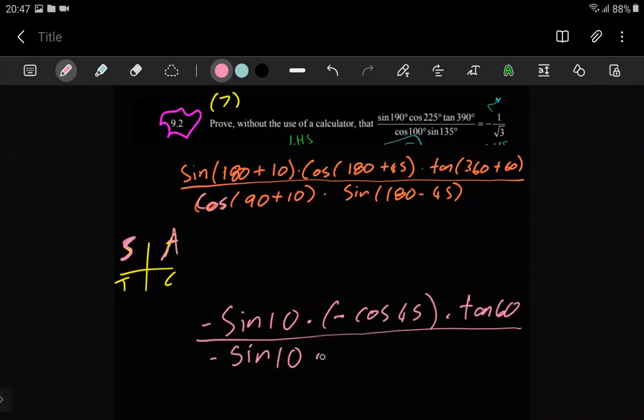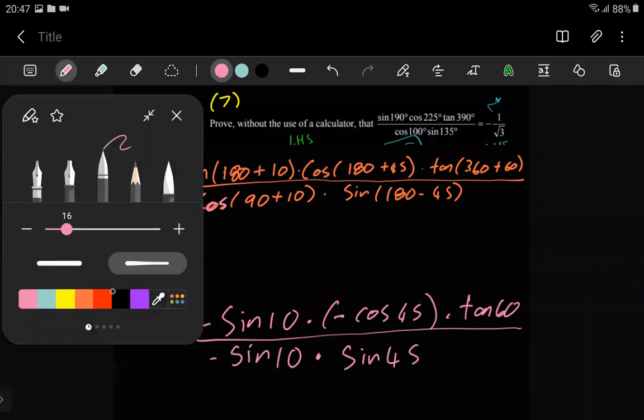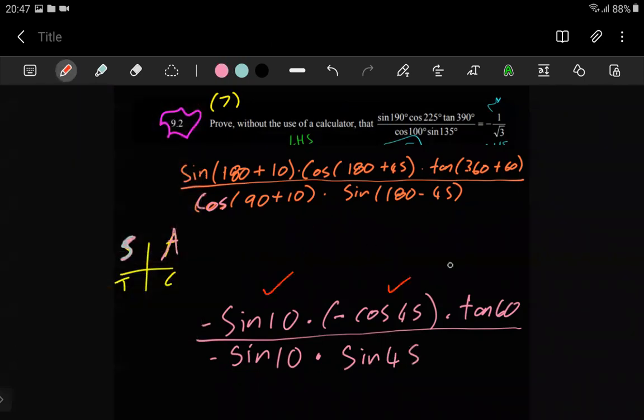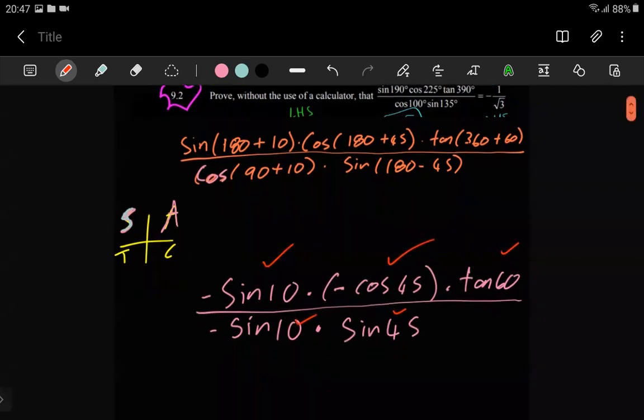And here, 180 minus lands in this quadrant where sine is positive. So this is clearly still just being multiplied by a positive sign. And this 45 is over here. So you can imagine all these here are going to give us at least a mark. 1 mark, 1 mark, 1 mark, 1 mark, 1 mark. 5 whole marks, 2 more left.